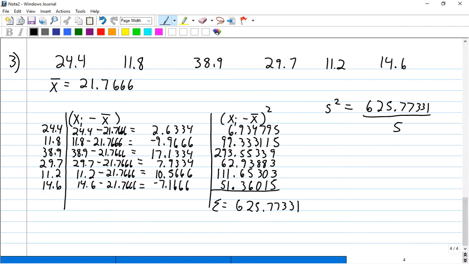Okay? So whenever I did that, I got the variance to be 125.154662. So if I take the square root of that, I got 11.18725. So if I round that to 2 decimal places, because the direction said 1 more decimal place than the original set of data, then I can find my standard deviation is about 11.19.